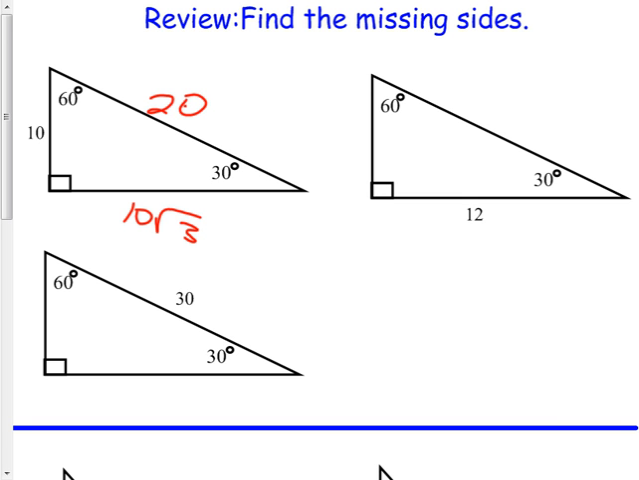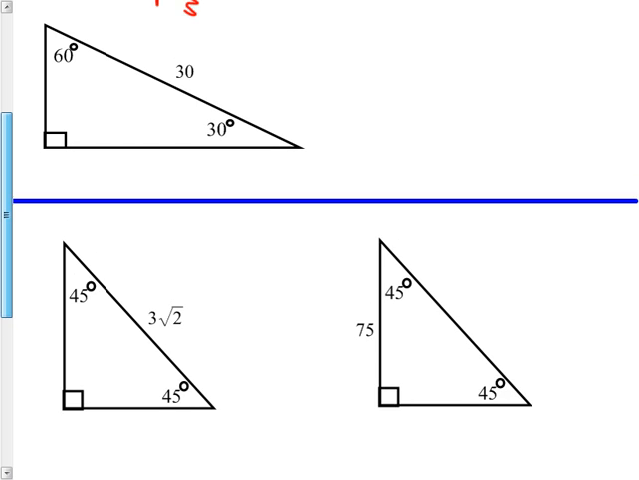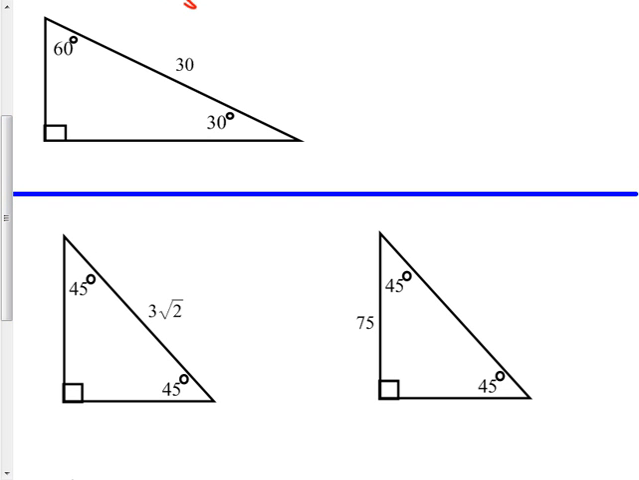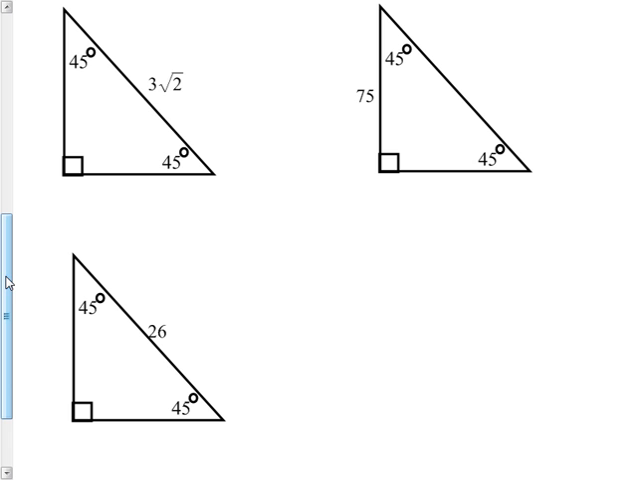Okay. This one's a little harder because they gave you the side that normally has a square root in it. So now you remember what to do? Take the smaller one, and it's going to be 12 over root 3. Very good. And then to get the bigger one, you just double it, so it would be 24 over root 3. Okay. This one's 15, and this one's 15 root 3. Very good.